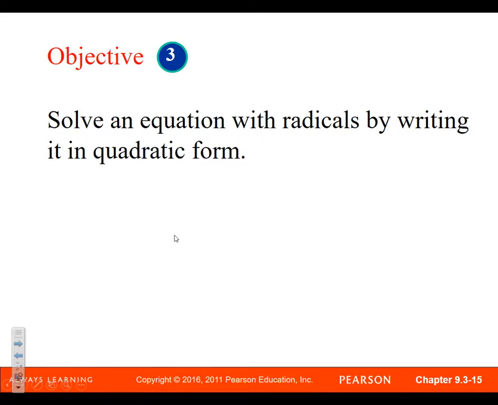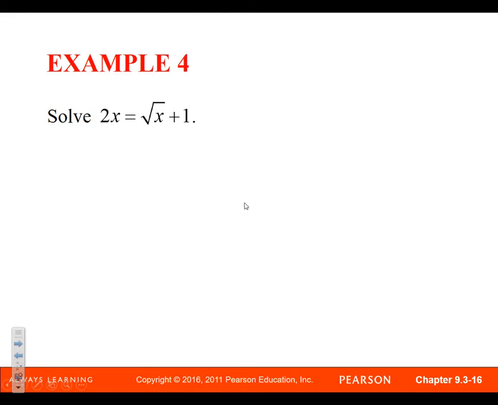Objective 4. Solve an equation with radicals by writing it in quadratic form. Well, objective 2 was the word ones. Yeah, I want to get past this problem. Oh, my bad. They called it 4 before. That's why I want to do this. So, I've got this. I need to fix this because I want to put it in a quadratic equation.